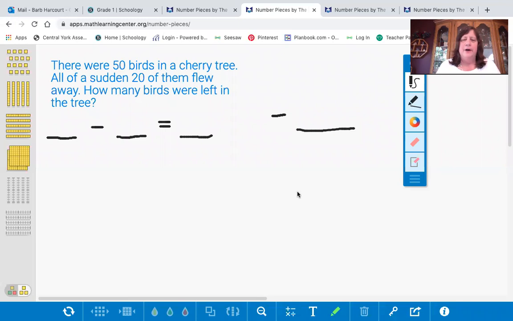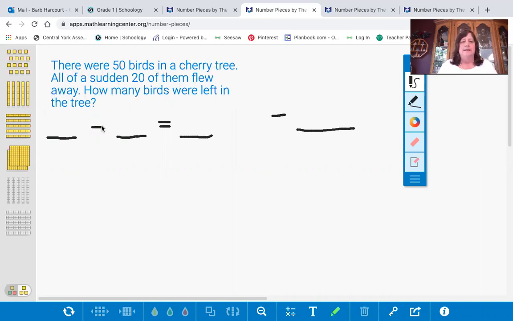And now we're ready for our second two-digit subtraction story problem. Let's read it together. There were 50 birds in a cherry tree. All of a sudden, 20 of them flew away. How many birds were left in the tree?